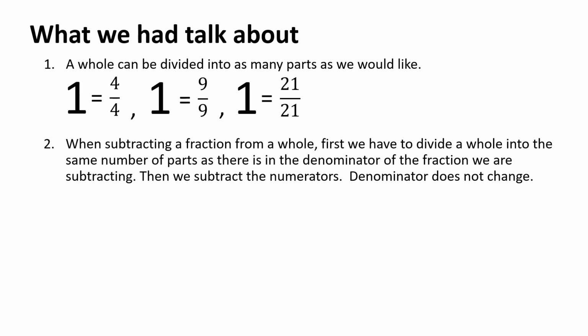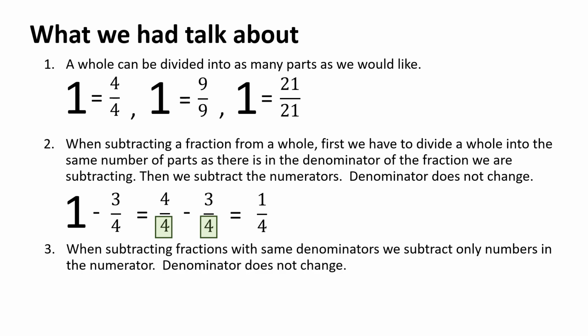Denominator does not change. For example, 1 minus 3 over 4 is equal to 4 over 4 minus 3 over 4, and that equals 1 over 4. When subtracting fractions with the same denominator, we subtract only numbers in the numerator. Denominator does not change. For example, 15 over 16 minus 3 over 16 is 12 over 16, or 3 over 4 in the simplest form.